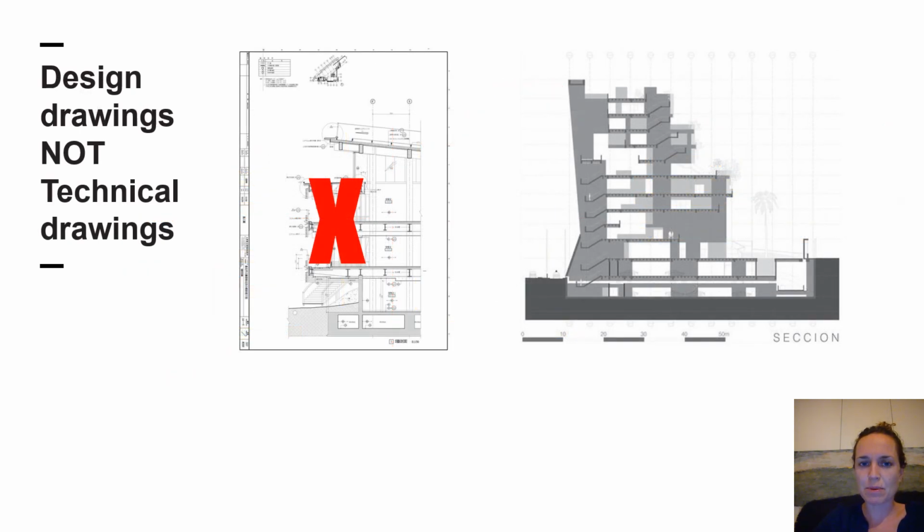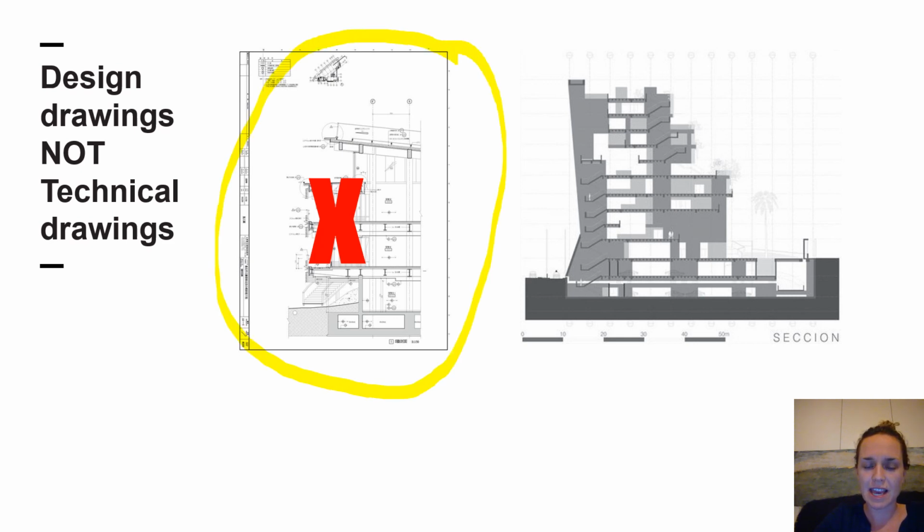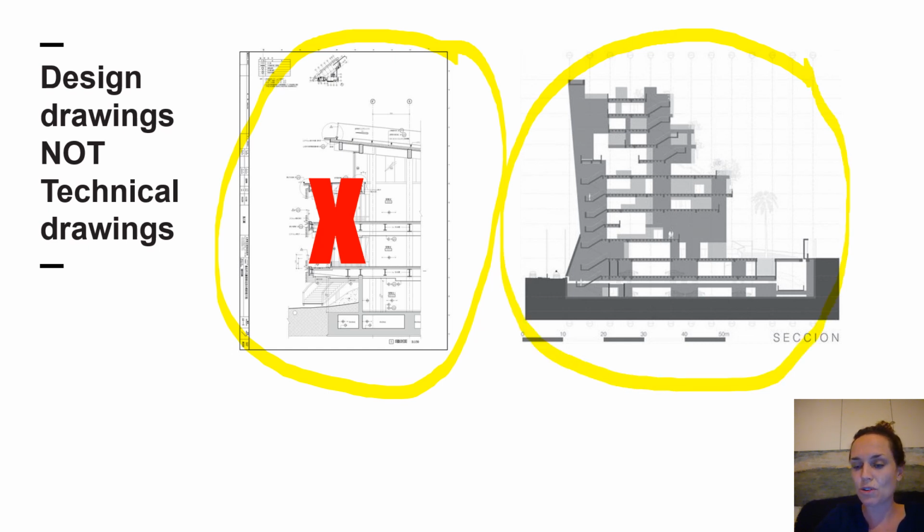So as an example here, the drawing on the left would be a technical drawing with a title block down the side here. You can see grid lines, structural detail, annotations, dimensions. And then the drawing on the right here, we would probably call a design drawing.